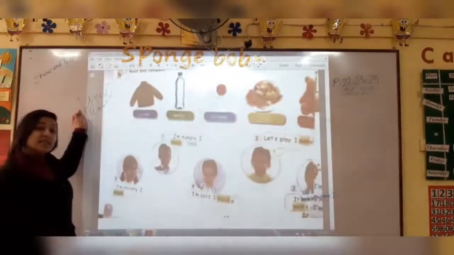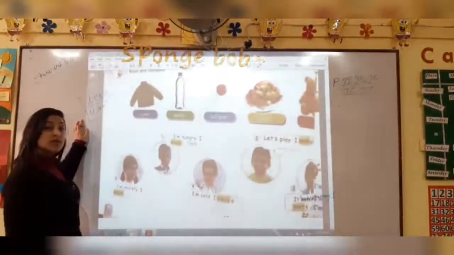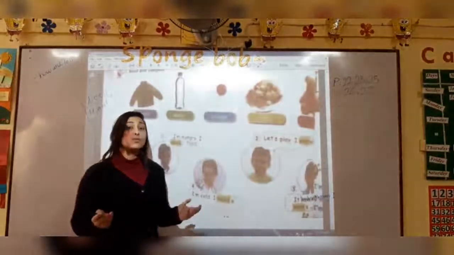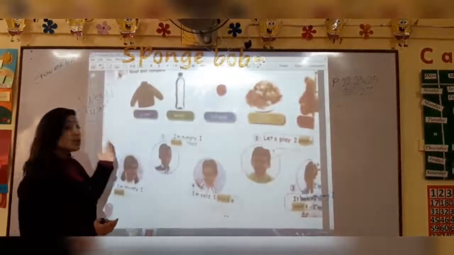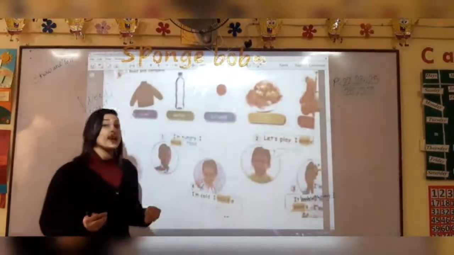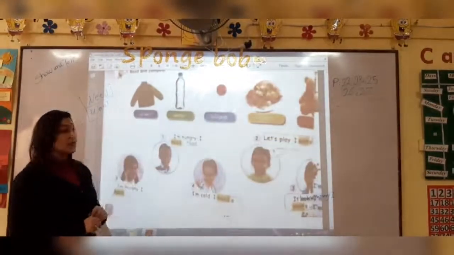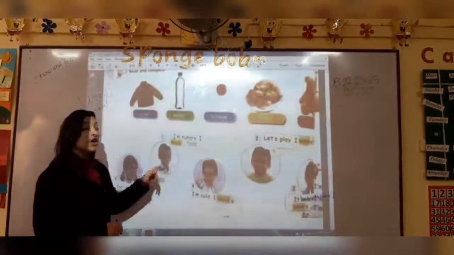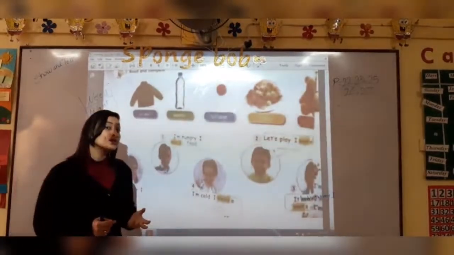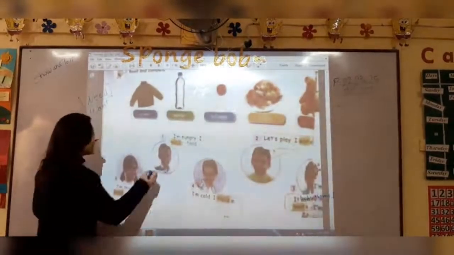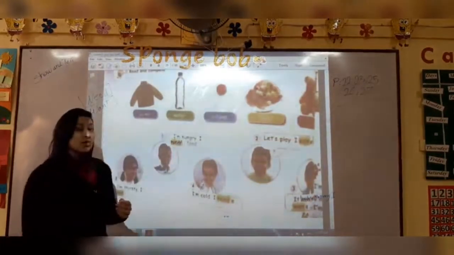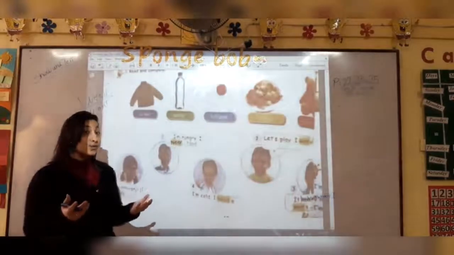When do I use need and when do I use want? Need is for something I can't live without. But want is for something I can live without. Let's see together. The first one, I am hungry. Do I need or want food? Yes, need. I need food because I can't live without food.